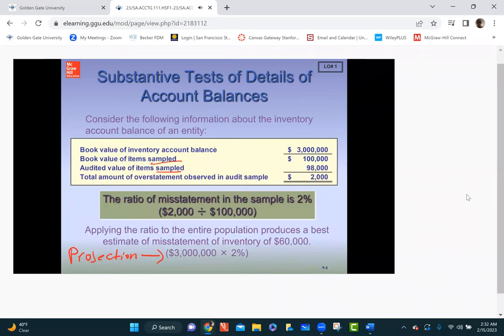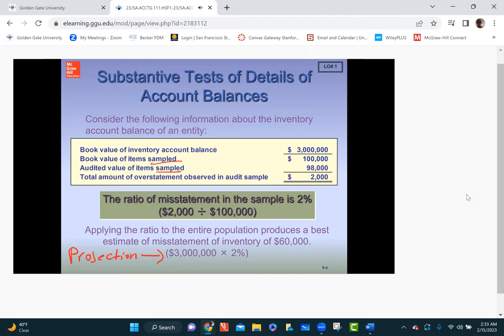Okay, good. So let's take a look at how we might use a classic variables approach to project my error to my population based on my sample. I do some sort of audit procedure and I determine the book value of the inventory. I don't do a sampling procedure for that. The book value is what the client would have recorded in their general ledger for their inventory. Now I pull a sample and the book value of the sample is $100,000.